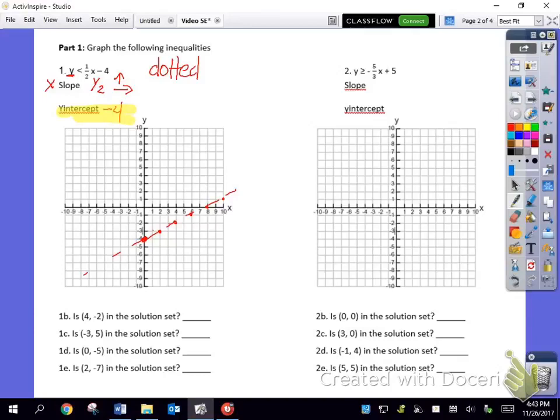And then it says that I'm going to shade. Now, it says less than, so since it's less, I'm going to shade below. So I'm going to shade underneath the line, okay? Now you can always check this.